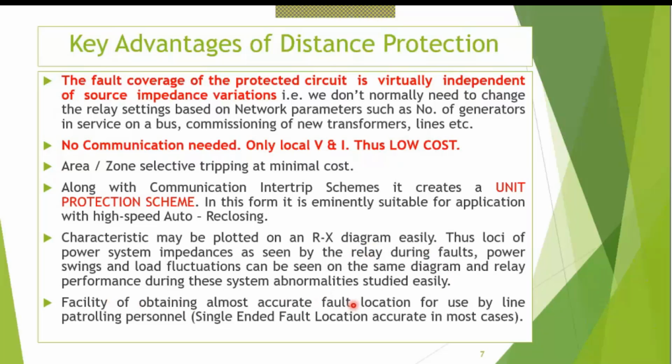Facility of obtaining accurate fault location. Ultimately, for the operation people and the line patrolling people, it is where the fault happened. That is the most important thing for them. So distance protection gives quite an accurate fault location. Single-ended fault location is accurate in most cases. Of course, single-ended means only from the local voltage and current. Double-ended fault location is more accurate, where you have the remote end voltage and current also coming into the relay. But in India, at least in my utility, I have seen mainly only single-ended fault location.